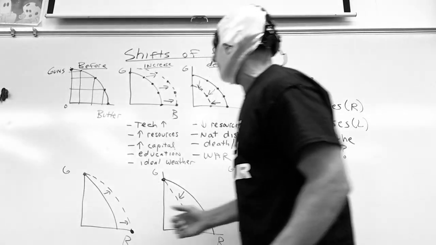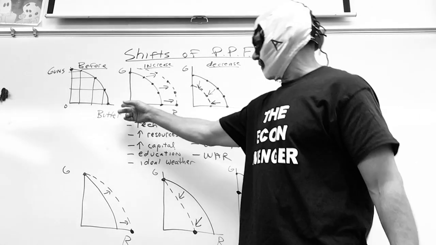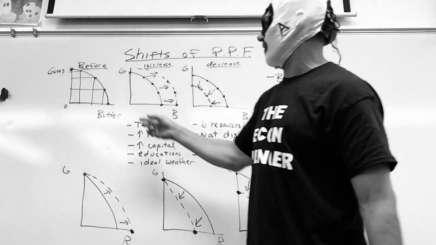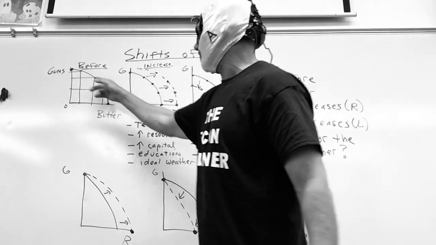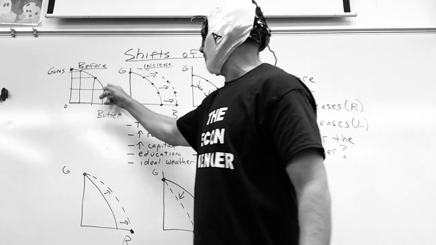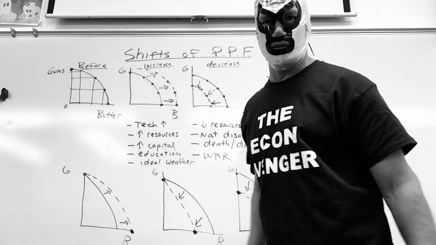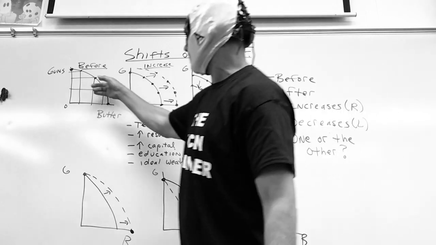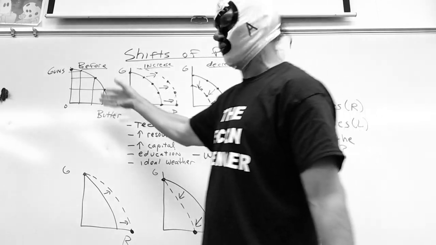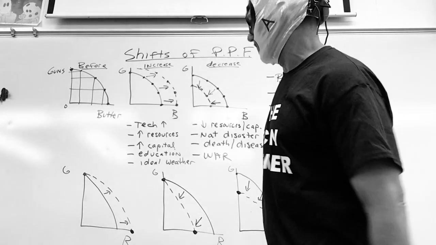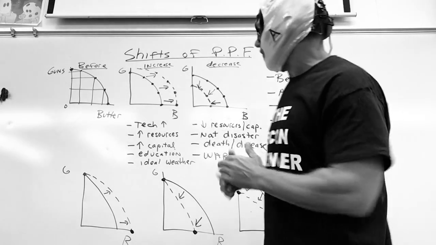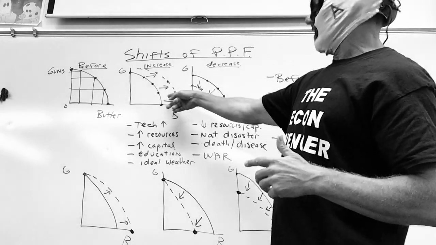So beforehand, a curve just looks like this, as you see. You've got the two possibilities: you've got guns, you've got butter, and you've got all these points on the curve, which means they're efficient. That's the maximum amount, if it's efficient, of what you can make of guns or butter in this particular case.